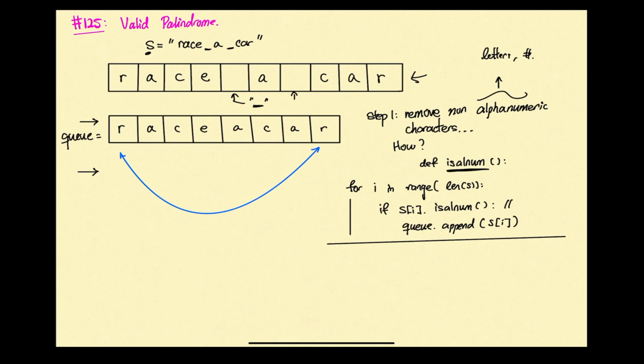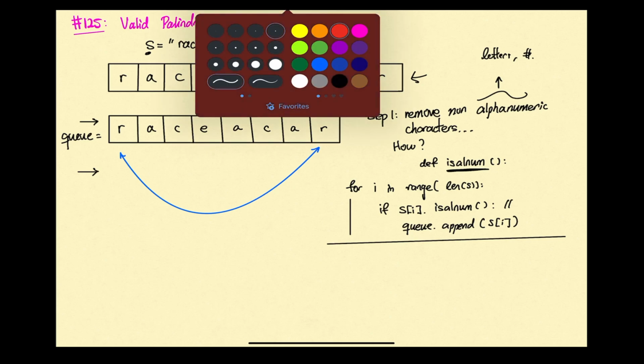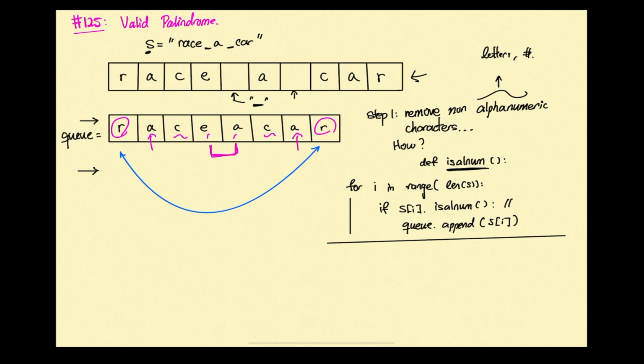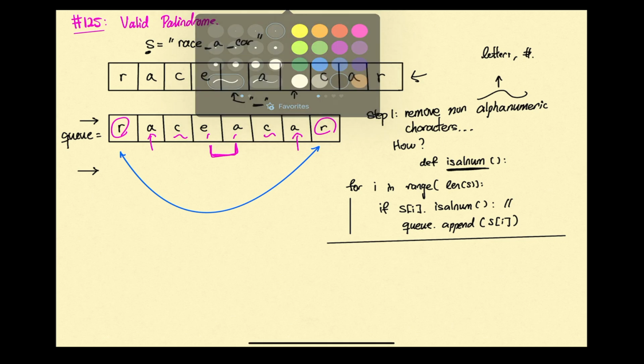Now for the next step, we have to check whether this is a valid palindrome. So we have to check whether these guys are equal, and then the next we have to check whether these guys are equal, and then this guy, and then this guy, right? But obviously these guys are not equal, so this is not a valid palindrome. So how should we do this?